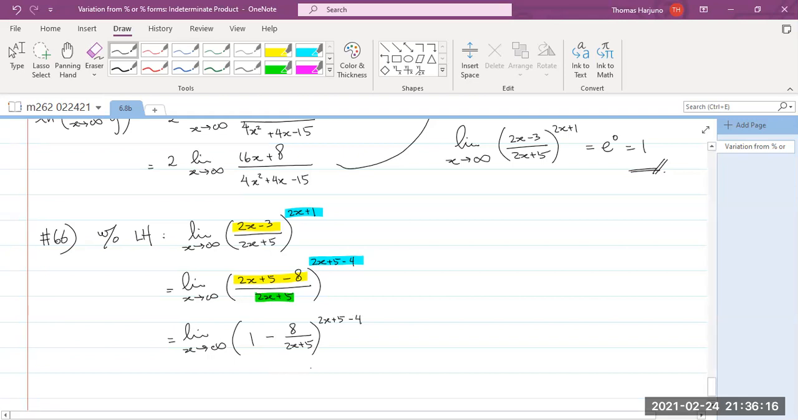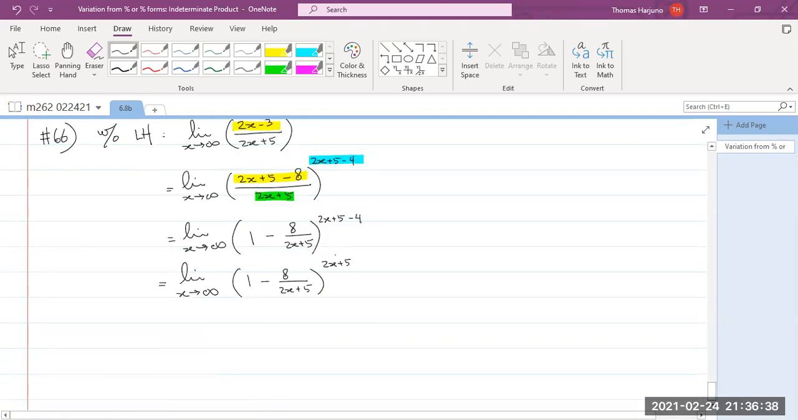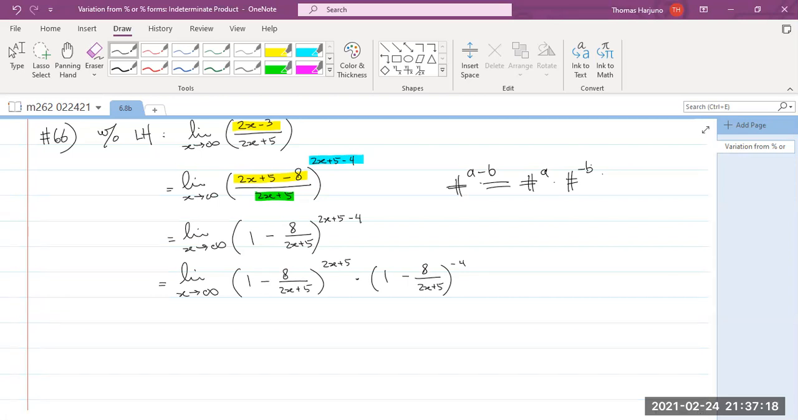Now this guy becomes limit x goes to infinity of (1 minus 8 over 2x plus 5) to the power of 2x plus 5, times (1 minus 8 over 2x plus 5) to the power of negative 4. Sorry, Thomas. Could you explain how you get there? Because blah to the a minus b is equal to blah to the a times blah to the negative b. Oh, got it. Okay.